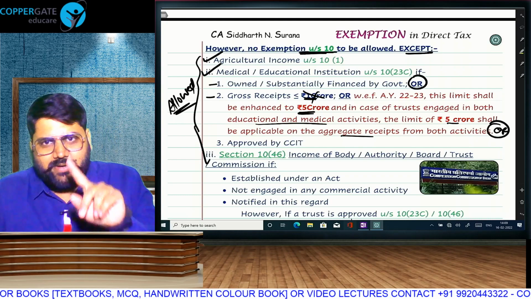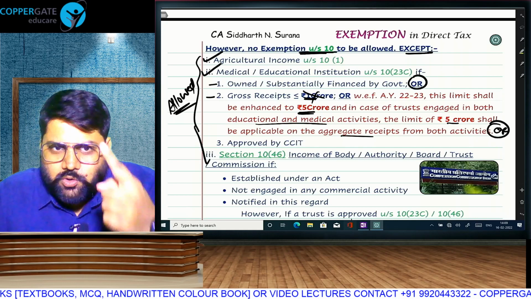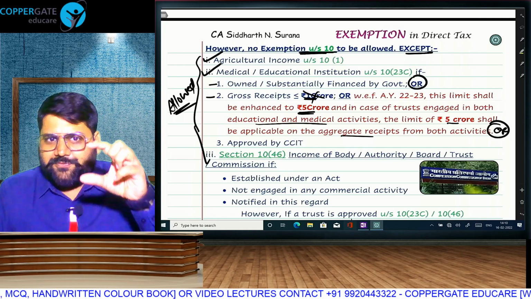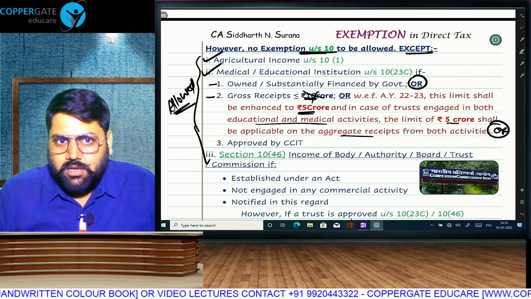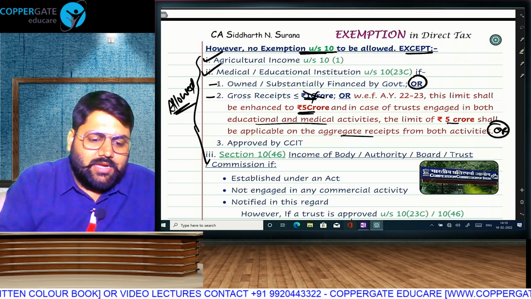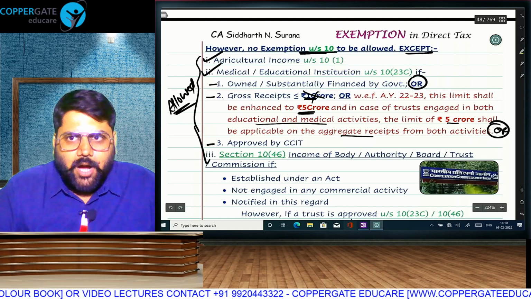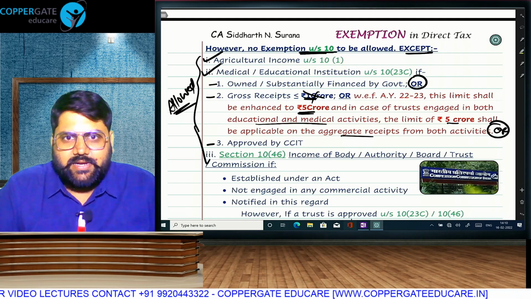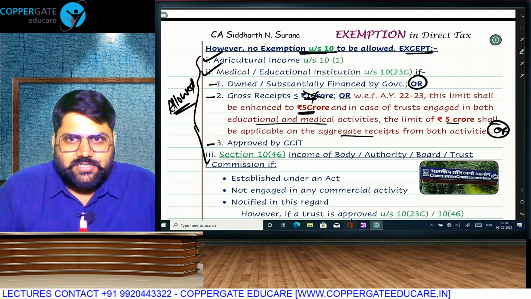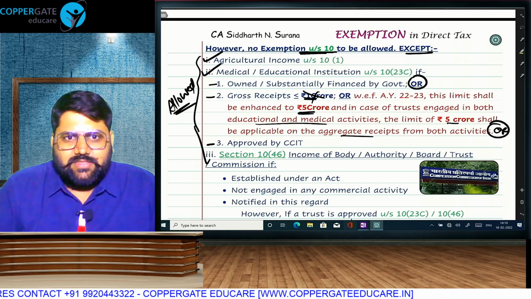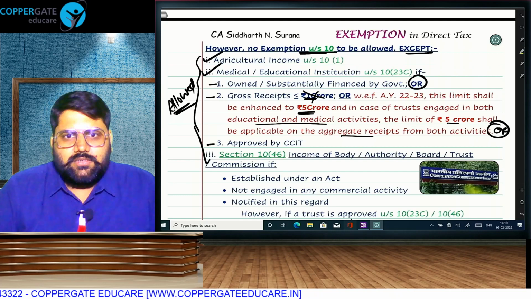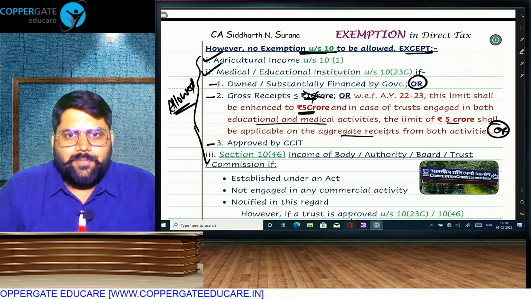So what are the 2 amendments? Amendment 1, the limit of 1 crore turnover for 10(23C) is increased to 5 crore. And second, that 5 crore will be the total of education and medical activities. And third, your trust has to be approved by the CCIT. Only if the trust is approved by the CCIT, this benefit will be available. If the trust is not approved by CCIT, then this benefit will not be available.